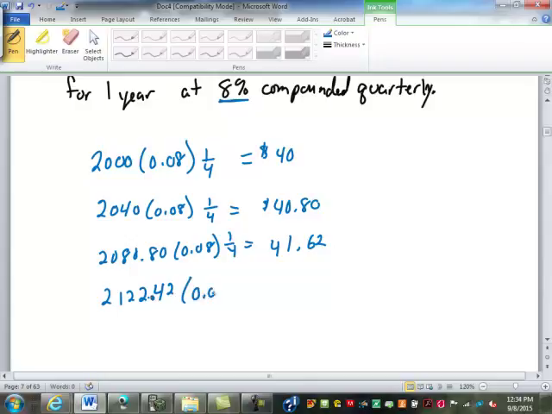And of course, one more time, we're going to get what? $42.45. Good. So we end up with $2,167.97.